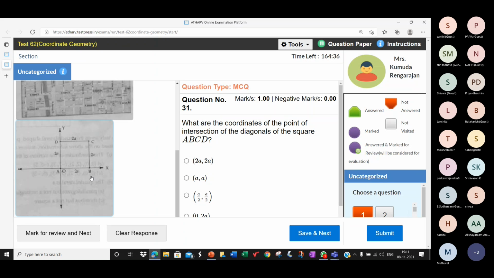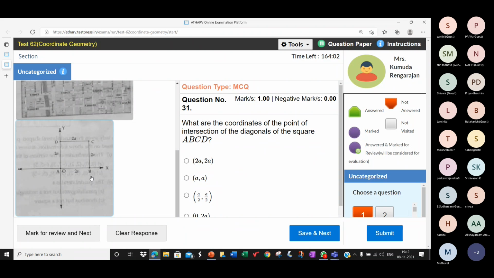What are the coordinates of the point of intersection of the diagonals of the square ABCD? We know that in a square, both the diagonals have the same midpoint because the diagonals bisect each other. So you can find the midpoint of any one of the two diagonals using the midpoint formula.